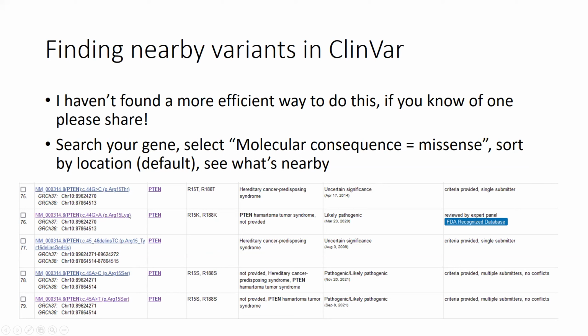We can say, oh yeah, there are some nearby variants, like this one has been classified likely pathogenic by the expert panel. That's great. As well as some variants at ARG15 serine that are pathogenic or likely pathogenic per multiple submitters. So these, again, would be ones to look at further to consider whether you can apply PM5 criteria to your variant of interest.